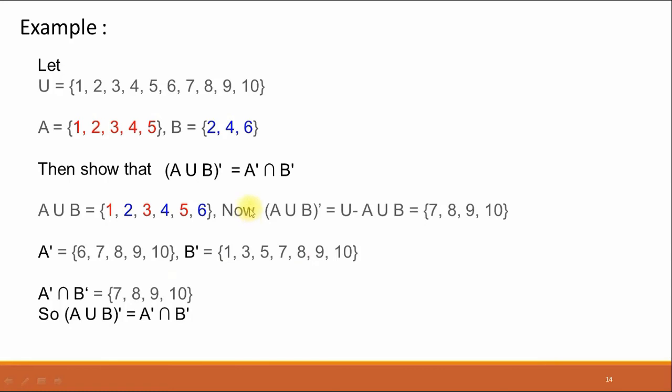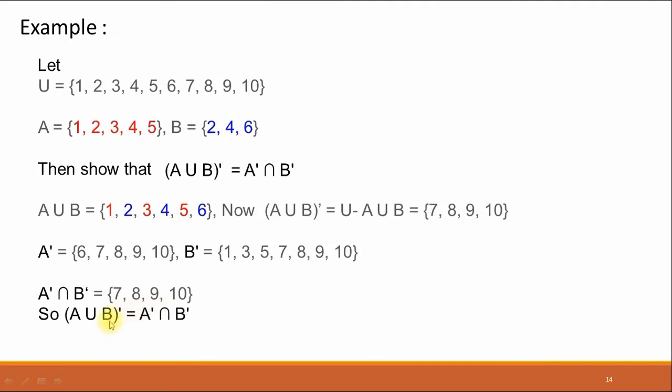So for the right hand side, find A complement intersection B complement. A complement intersection B complement will be equal to 7, 8, 9 and 10. Since the result of (A union B) whole complement is 7, 8, 9 and 10, and the result of A complement intersection B complement also contains elements 7, 8, 9 and 10.